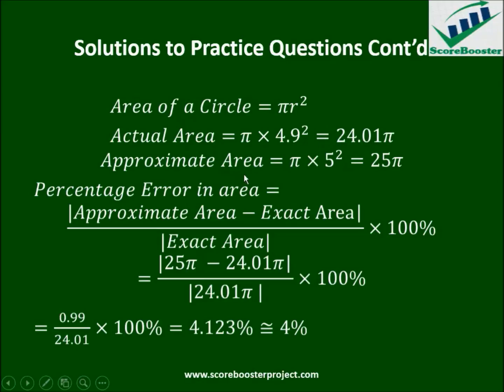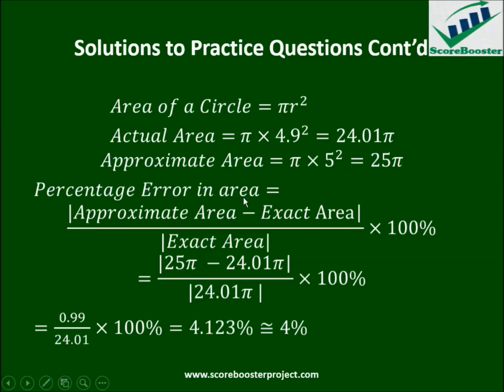Also, the approximate area is pi times the approximate radius squared, which is pi times 5 squared, which is 25 pi. The reason why we've not substituted pi to be 22/7 in this case is because there is a denominator in the relation for calculating percentage error, which would make the pi in both the numerator and the denominator eventually cancel out. So there is no need of substituting 22/7 for pi in this case.